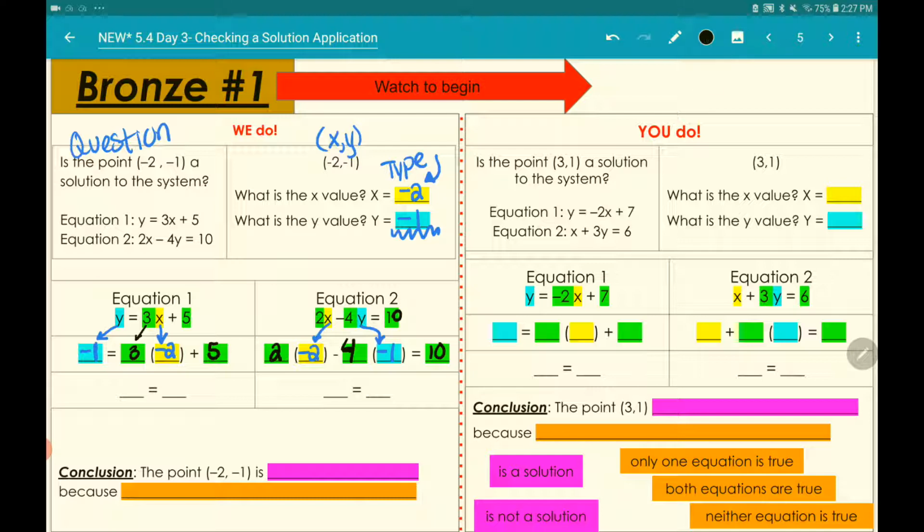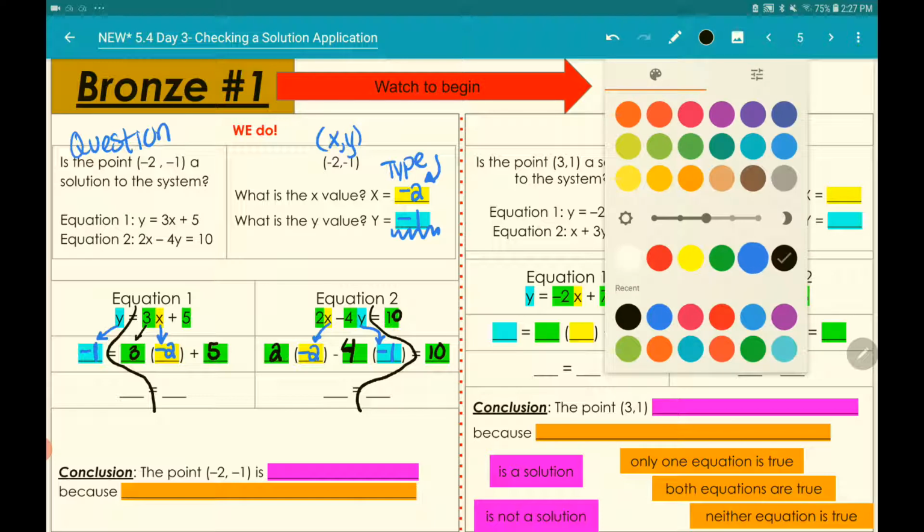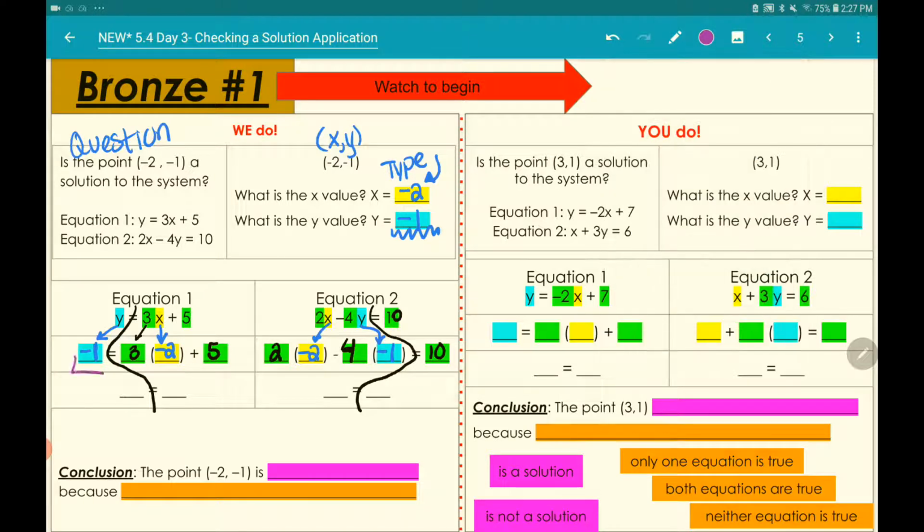So now I need to simplify. Now remember, this is a little not lined up, so I'm just going to make a little squiggly wherever I see my equal sign, so that way we can keep our left side from our right side. On my left side, I notice that -1 is by itself, so there's nothing I can simplify there. So I'm just going to bring that down.